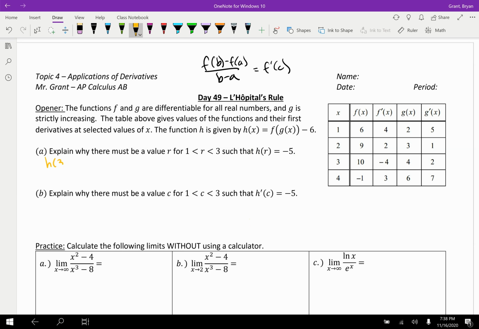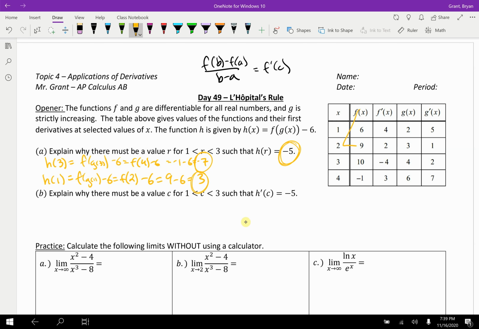I think we'll probably need to find h of 3, and we'll also need to find h of 1. H of 3, we have a formula up here. We have f of g of 3 minus 6. So g of 3 is 4. f of 4 is negative 1. Negative 1 minus 6 is negative 7. Very exciting. And then we also have h of 1. h of 1 is going to be f of g of 1 minus 6. g of 1 is 2, and f of 2 is 9, so 9 minus 6, I'm getting 3. Cool. So we found h of 3, which is negative 7, and h of 1, which is 3.